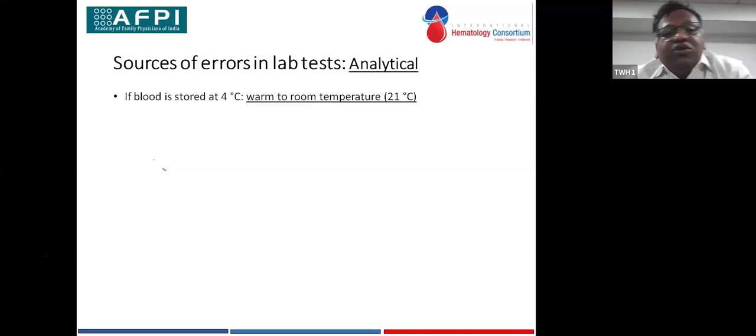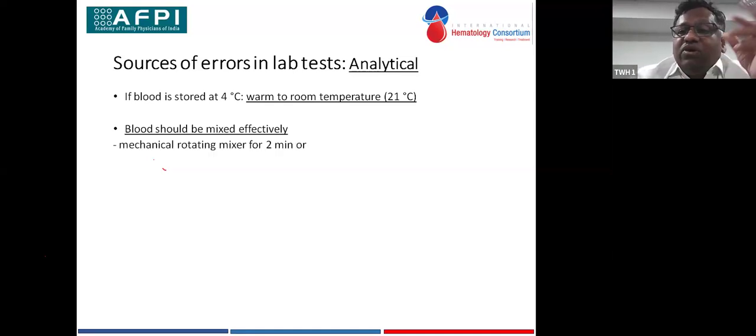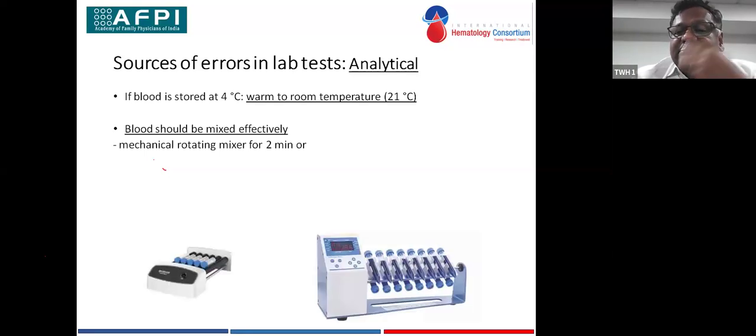Let's look at analytical, what could go wrong. Again, when you are analyzing, you have to rewarm the blood. You take out the tube from the fridge, and you have to rewarm it to room temperature, that is 21 degrees, before you test. Otherwise, it's very thick, and you are not going to get a proper report. Before putting it in the machine, it has to be mixed properly, because some of the RBCs may have settled down, and some of the platelets may have aggregated inside. There is something called a rotating mixer, which any decent lab should have.